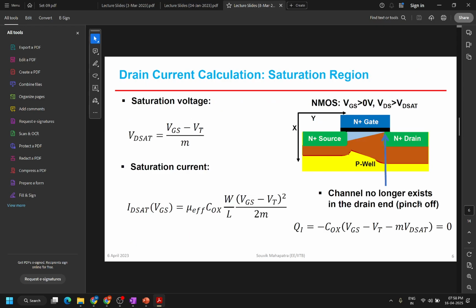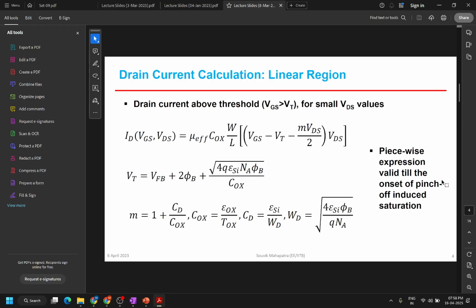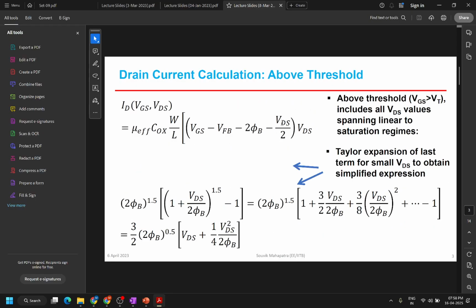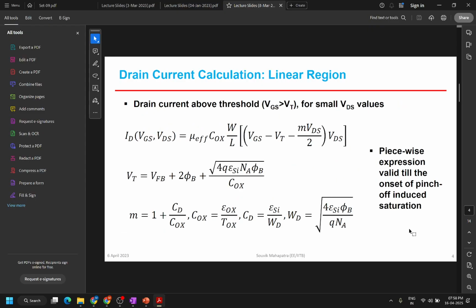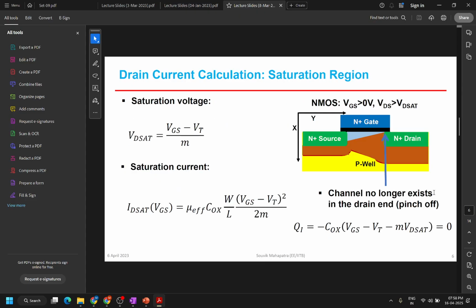In that case, sir, a whole square is there in the term. Yeah, because this will become VGS minus VT. Then you have VGS minus VT minus VGS minus VT by 2. So that becomes your VGS minus VT by 2. And then this itself is VGS minus VT. So you multiply that, it becomes VGS minus VT whole square divided by 2. So this is how it becomes in the saturation region.